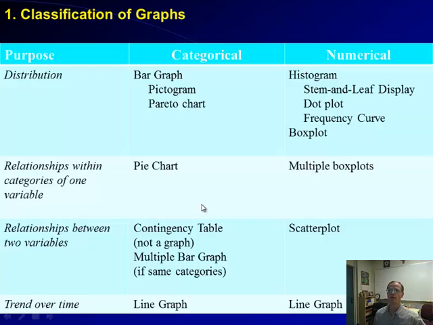Okay, now if you have two categorical variables, then generally the best thing to do is to just show a contingency table. That's those two-way tables, not a graph. If you want to use a multiple bar graph and you've got same categories, then you can pull that off. A little more complicated, works. R will do it. Excel will do it. That's workable. If you have two numeric variables you want to see the relationship of, then a scatter plot is the way to go.